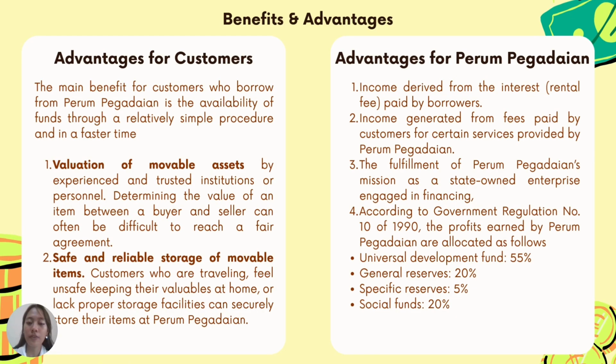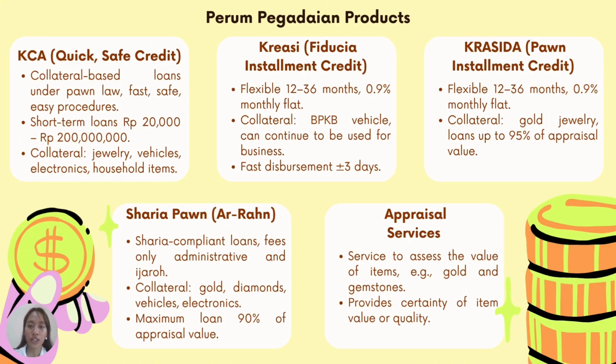Then, according to Government Regulation number 10 of 1990, the profits earned by Perum Pegadaian are allocated as Universal Development Fund for 55%, General Reserves by 20%, Specific Reserves by 5%, and Social Funds by 20%. And then, what are the Perum Pegadaian products? There are several products that Perum Pegadaian has, and I will explain. There are about 10 products.